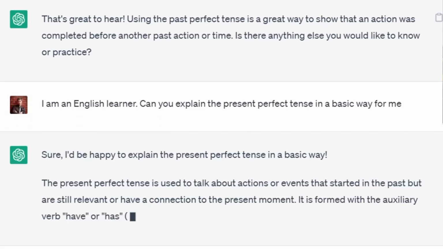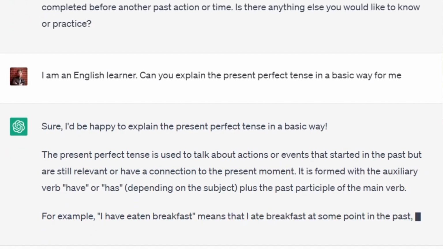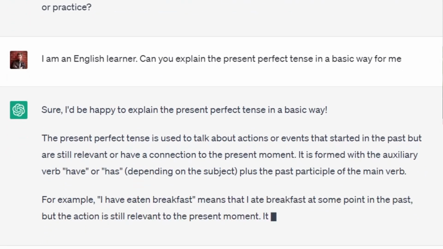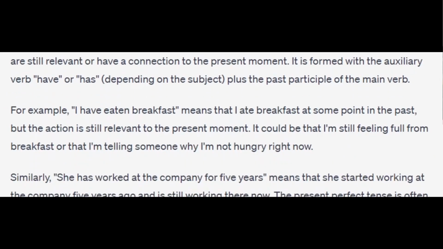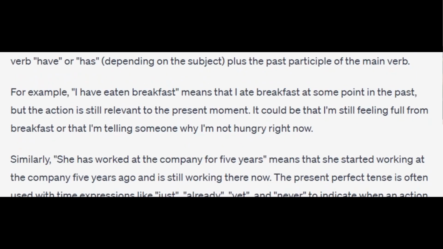Can you explain the present perfect tense in a basic way? The present perfect tense is used to talk about actions or events that started in the past but are still relevant or have a connection to the present moment. It is formed with the auxiliary verb have or has, depending on the subject, plus the past participle of the main verb. For example, I have eaten breakfast means that I ate breakfast at some point in the past, but the action is still relevant to the present moment.